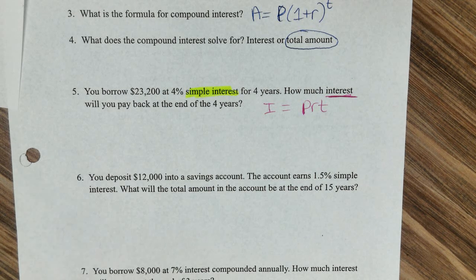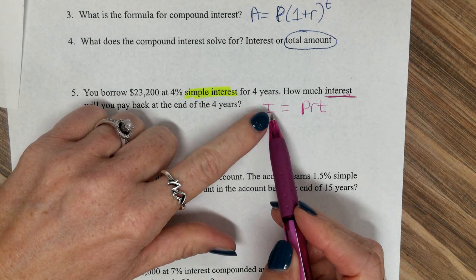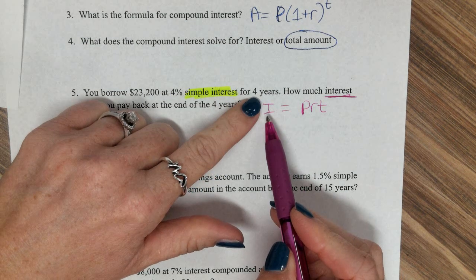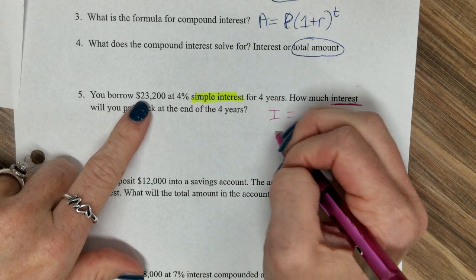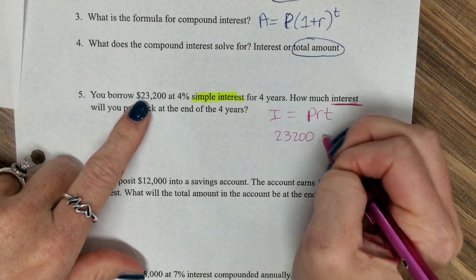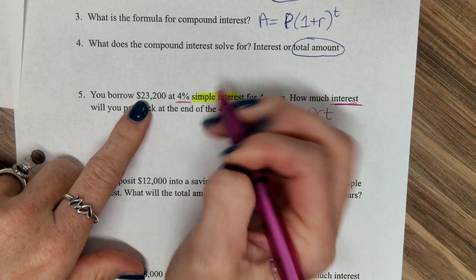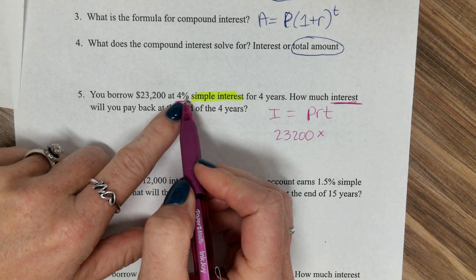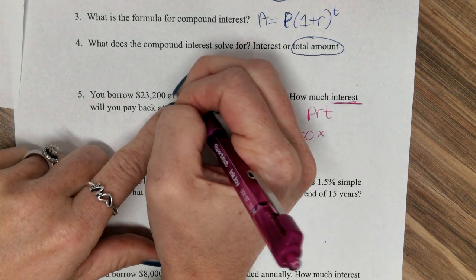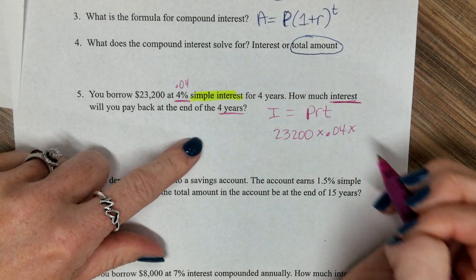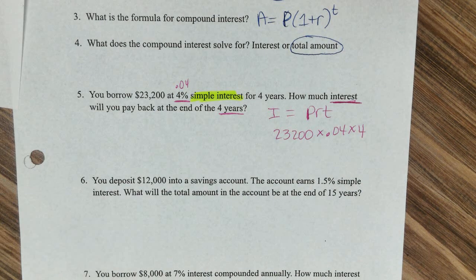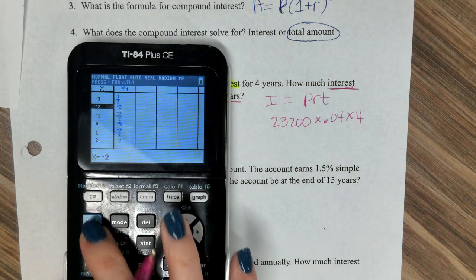So, question, what did it ask for? Interest. Does this formula solve for interest? Yes. So, will I have to do anything after the formula? No. So, I'm going to do P, $23,200 times R. What do I have to change this to? By putting it over 100, so 0.04 times the time. How many years? 4. So I go type that in my calculator.